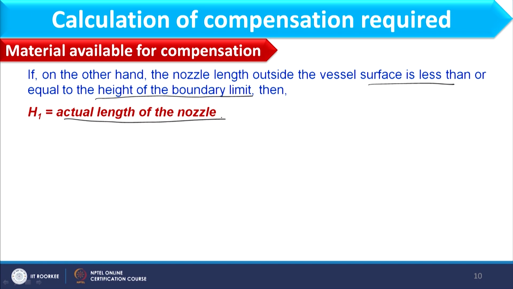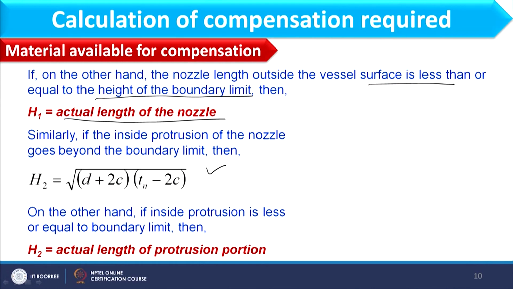So, what is the meaning of this? That we will calculate H1 and then we will compare that H1 with the length of the nozzle outside. So, if the length of the nozzle is lesser than H1, we will consider H1 as the length of the nozzle. So, in short, you can understand H1 would be the minimum of H1 or the nozzle length outside the surface. I hope you are understanding that.